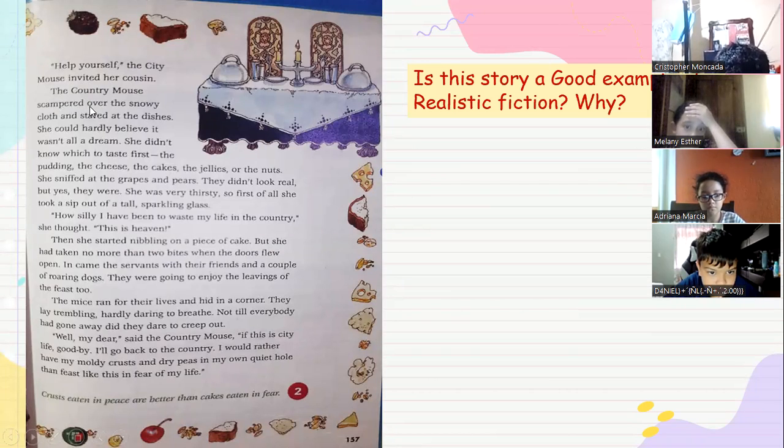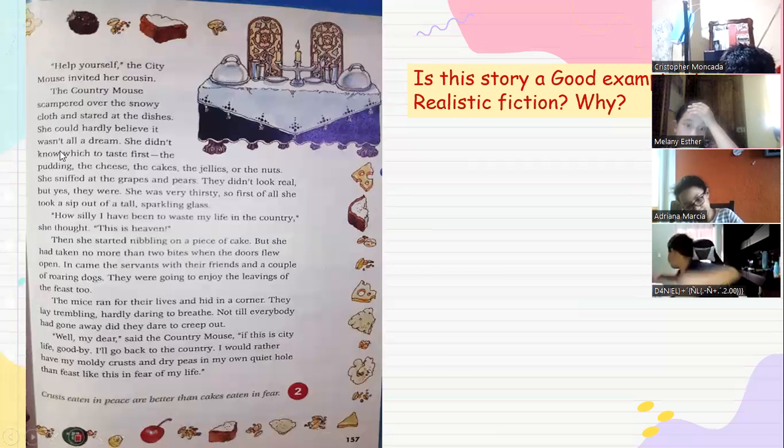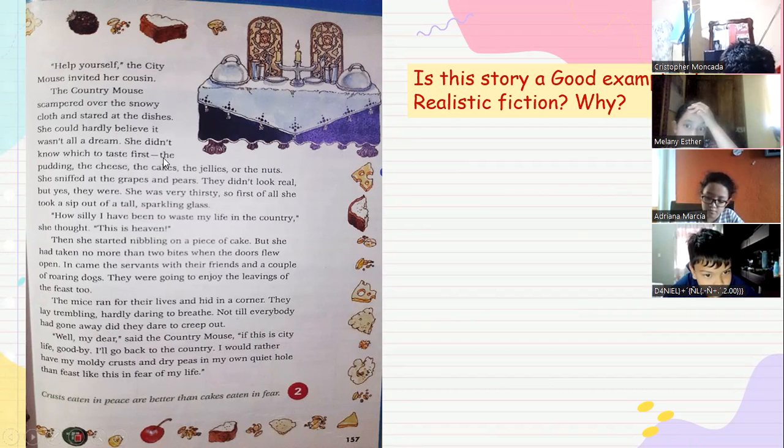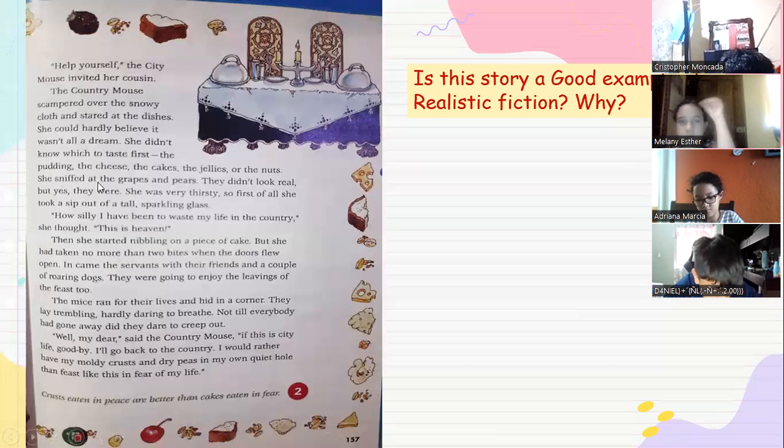The country mouse scampered over the snowy cloth and stared at the dishes. She could hardly believe it. It wasn't all a dream. She didn't know which to taste first. She has many things on there. The pudding, the cheese, the cakes, the jellies, or the nuts. She sniffed at the grapes and pears. They didn't look real, but yes, they were.